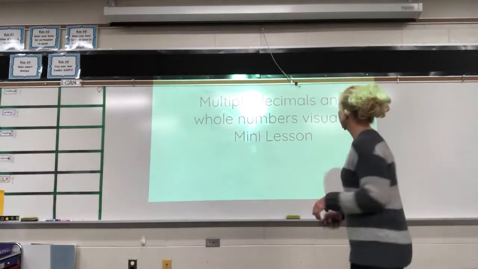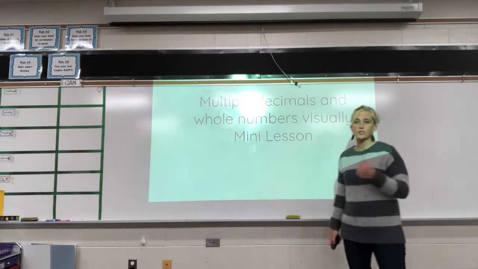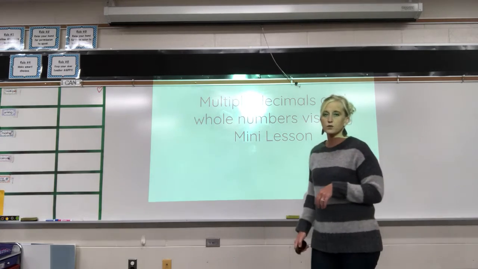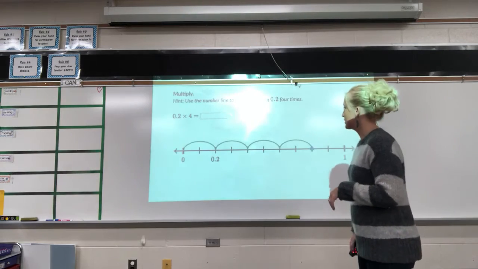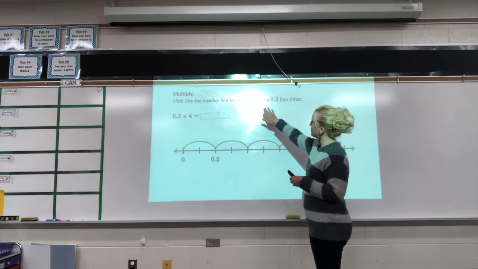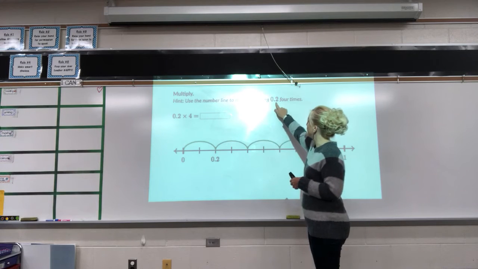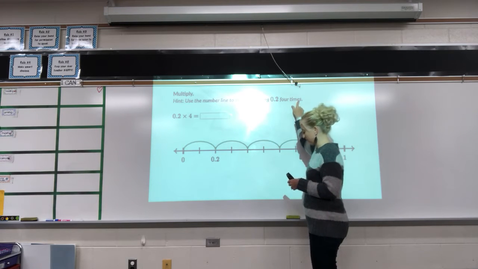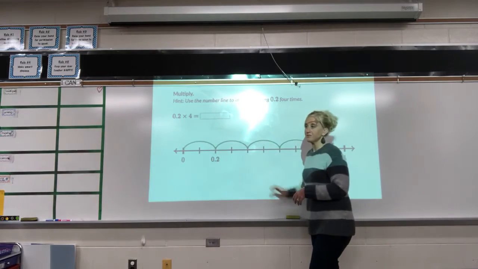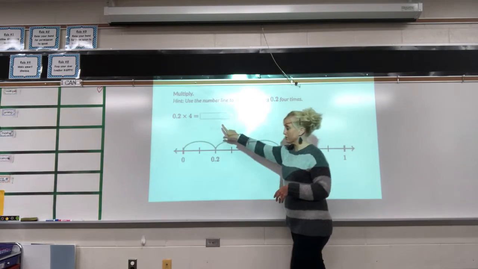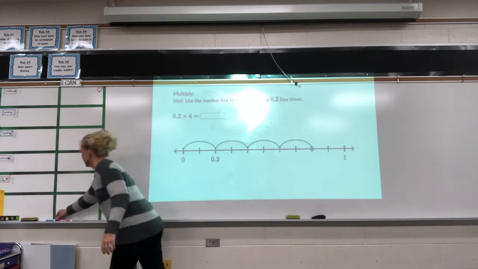Multiply decimals and whole numbers visually. So this one's a little bit different. We're not used to doing those visual cues. So for this one, it says multiply. Use the number line to imagine moving 0.2 four times. Okay, so our problem here is 0.2 times 4.